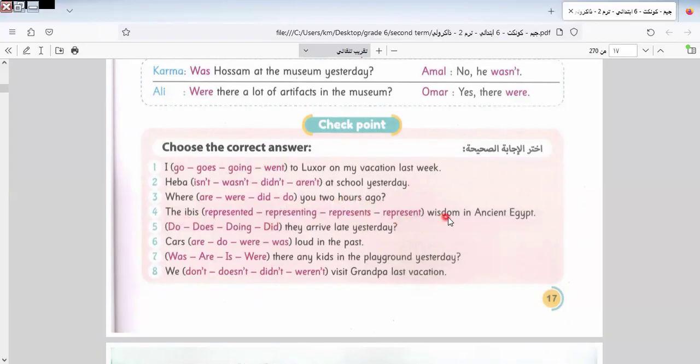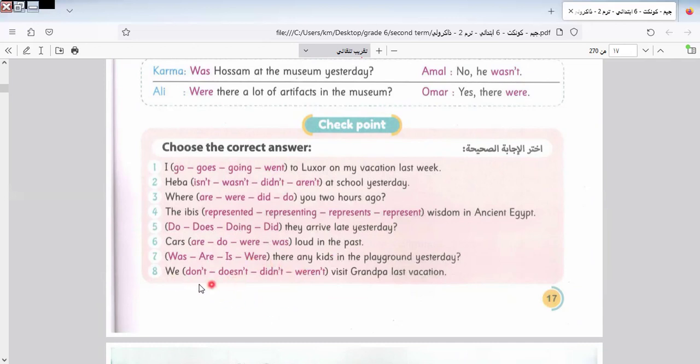The ibis is what in ancient Egypt? Represented wisdom. So here we have yesterday, it will be did they arrive? The answer is did they arrive? Were there any kids in the playground yesterday? Here I select were, because we have the s, and this is the plural. It will be were, because we have there and kids here.